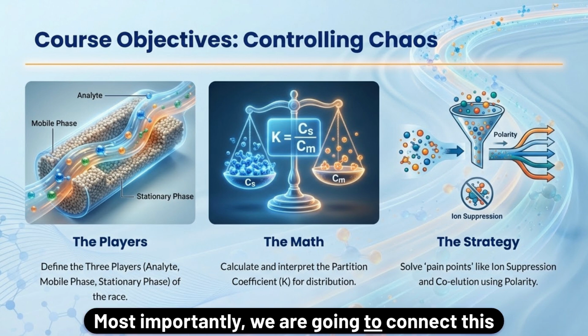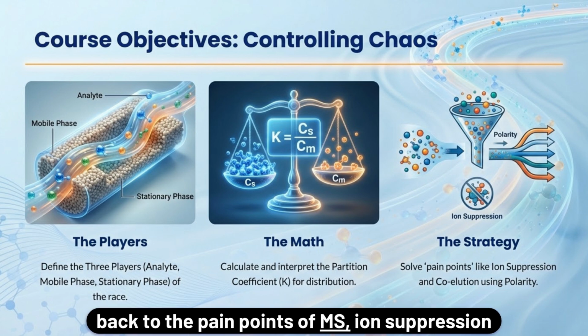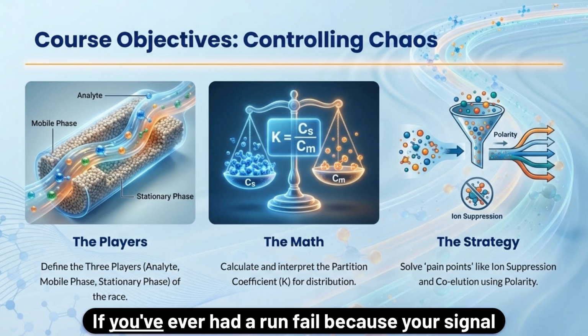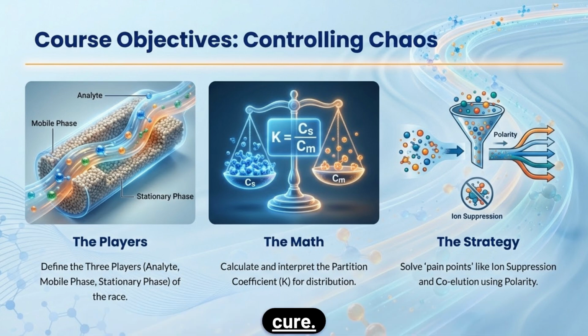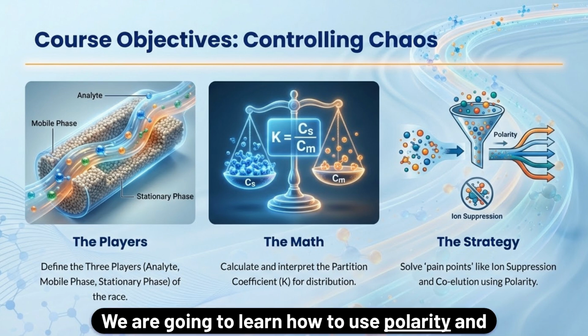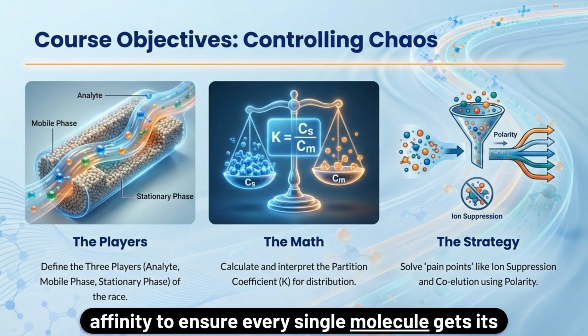Most importantly, we are going to connect this back to the pain points of MS, ion suppression, and coelution. If you've ever had a run fail because your signal was drowned out by noise, this module is your cure. We are going to learn how to use polarity and affinity to ensure every single molecule gets its own time slot in the detector.